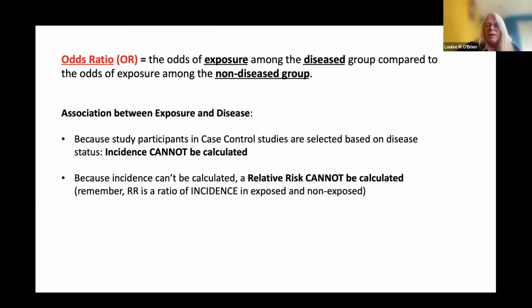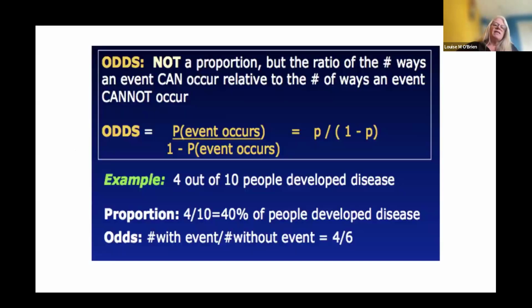So we've kind of said this: because incidence cannot be calculated, a relative risk cannot be calculated, and therefore you do the odds ratio. Okay, so here's an example. An odds is not a proportion. It is the ratio of the number of ways an event can occur relative to the number of ways it cannot occur. Here's your formula in the box. For example, if 4 out of 10 people develop a disease, the proportion is 40%. But we want the odds. Putting it into our formula, the number with the event divided by the number without the event, it's actually 4/6. So it's different from the proportion.